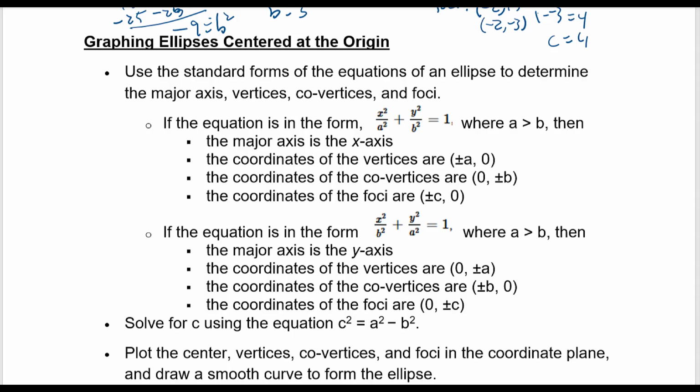Now let's graph some ellipses centered at the origin. So we're going to use the standard forms. The equations of an ellipse determine the major axes, vertices, co-vertices, and foci. So the equations in the form x squared over a squared plus y squared over b squared equals 1, where a is bigger than b, then the major axis is the x-axis.